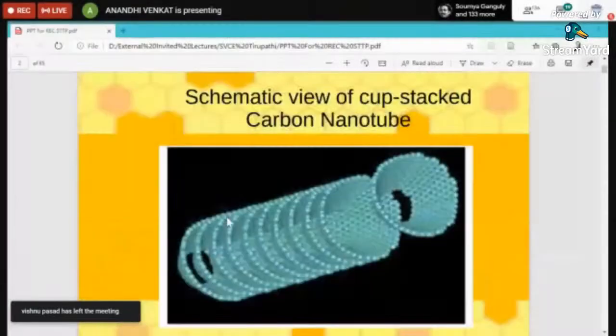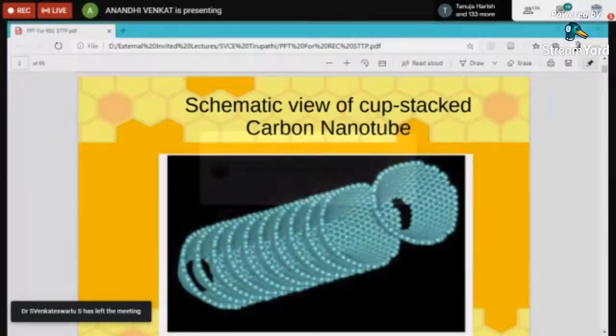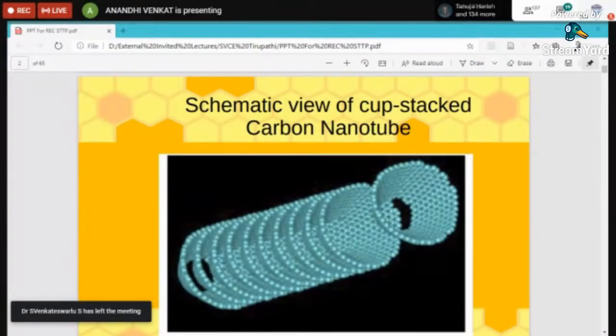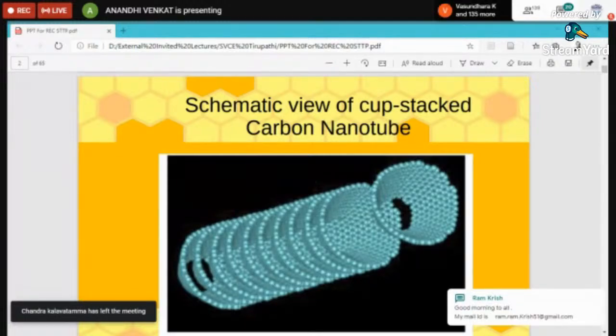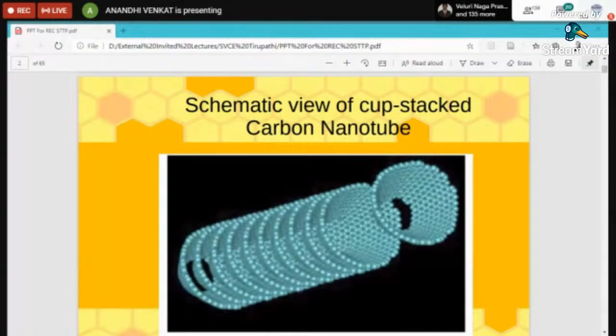So here you can view a cup-shaped material. The cup-shaped material is nothing but the formation of nanoparticles arranged in a cup, and it is making a nano tubular structure. Each layer is likely to have a cup-shaped material, which is likely to form a whole tube. And the size of the tube is very, very small, an unimaginable size.